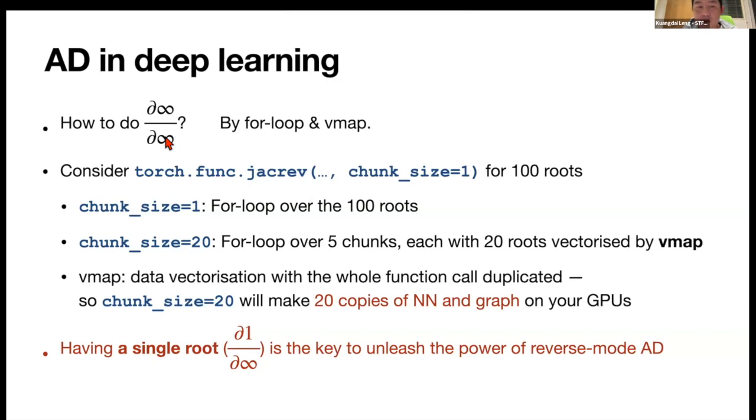Yes. The information I'm trying to deliver here is that VMAP, at least in PyTorch behavior, will require multiple copies of memory, because you are computing the full Jacobian. That is probably the reason.